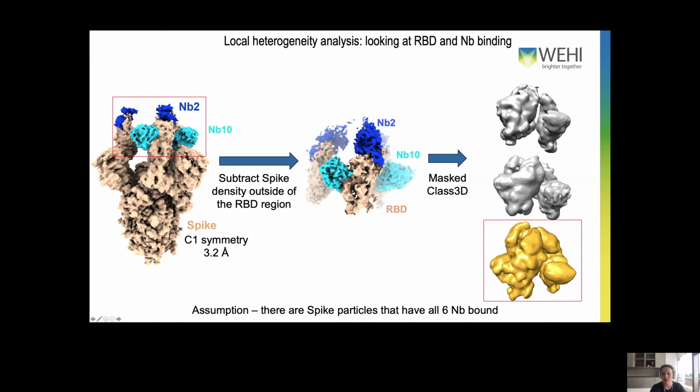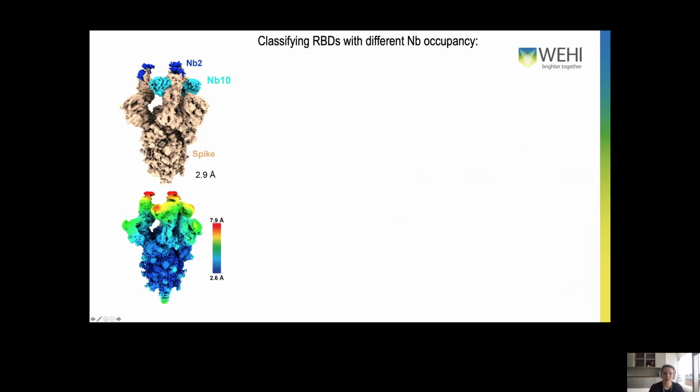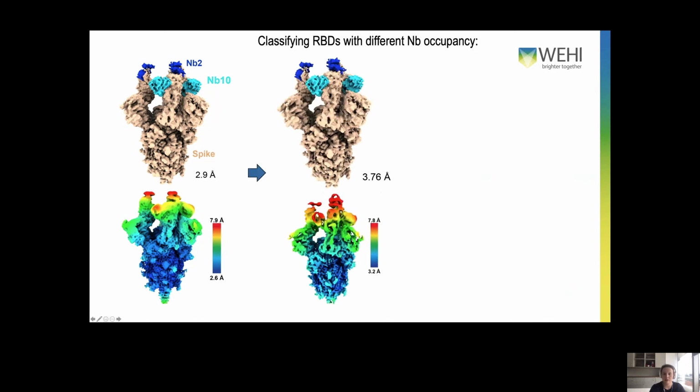However, this classification works on the assumption that there are spike particles that have all 6 nanobodies bound. So it's basically either all or nothing. And it worked a bit. So we were able to identify a subset of particles that had slightly higher resolution in our areas of interest. For example, we went from 2.9 angstroms overall to 3.8. This is because we have a lot less particles in this reconstruction. However, you can see slight improvements in the definition of the nanobody 2 and nanobody 10 binding site.